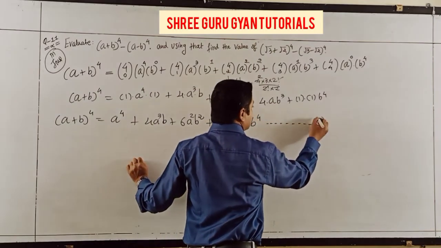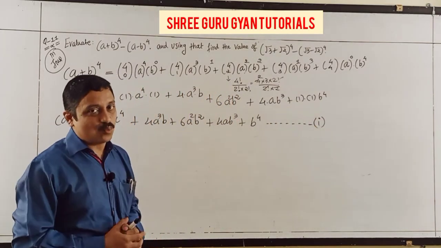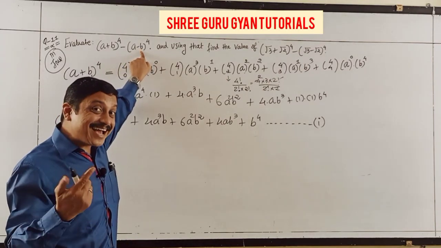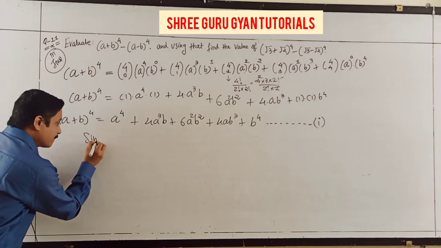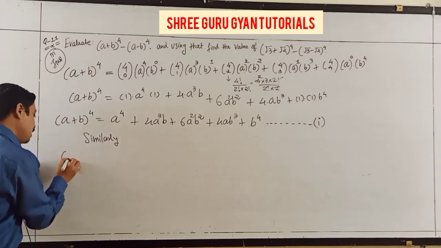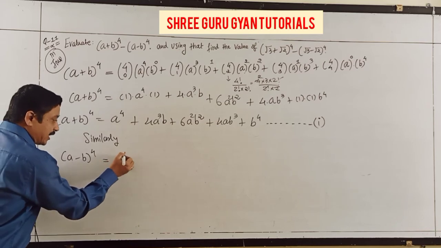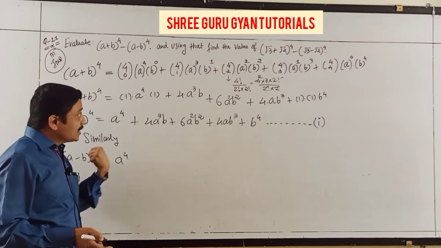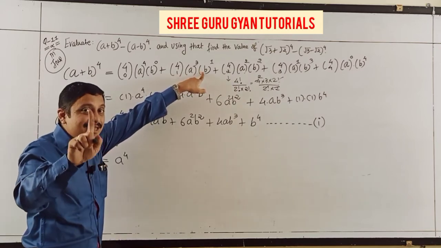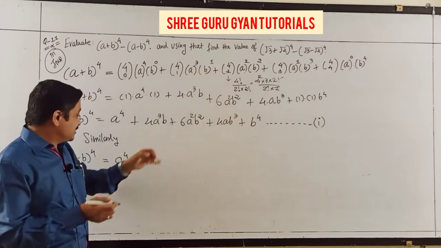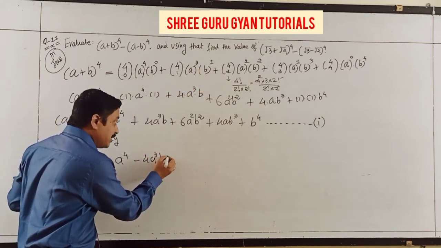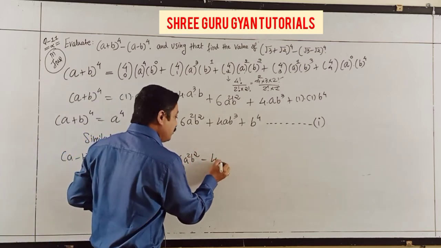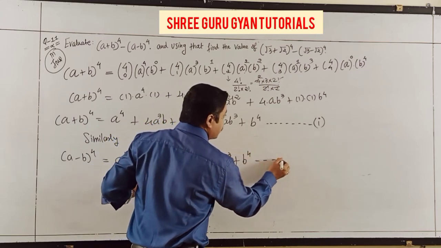Here, students, mention the equation number. Now, second one, (a minus b) to the 4. Similarly, (a minus b) to the 4: only you can write down a to the 4 here. But minus b, in this case, minus b to the 1 is negative, so these terms are negative. Similarly, here positive, because minus b is squared. Similarly, a negative, the same positive. This is the last statement, number 2.